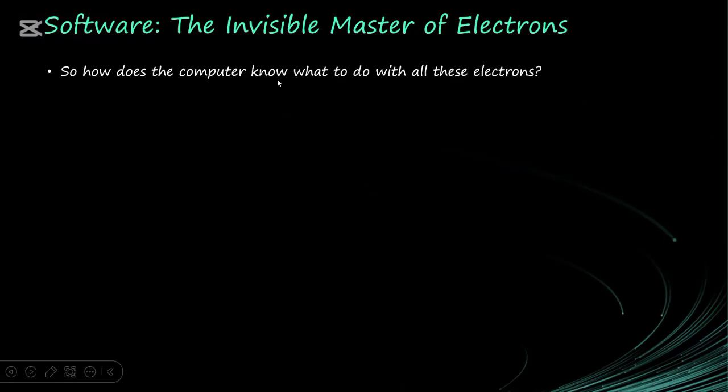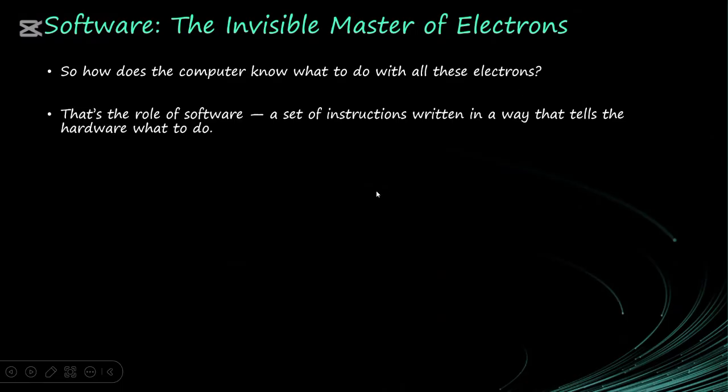So how does this computer know what to do with all these electrons? That's the role of software. As a programmer, you're writing instructions. The computer doesn't know how to make use of these electrons. They say that the computer is an electronic idiot. The computer knows how to control and move electrons, but it doesn't know how to use these electrons to solve problems for us. When you say, computer, do 1 + 1 for me.